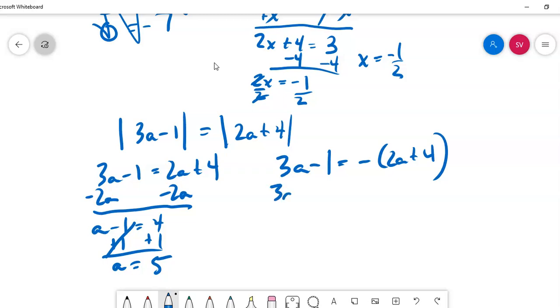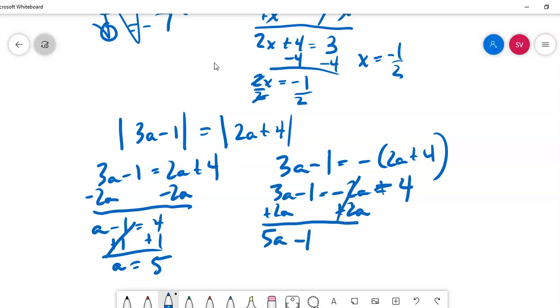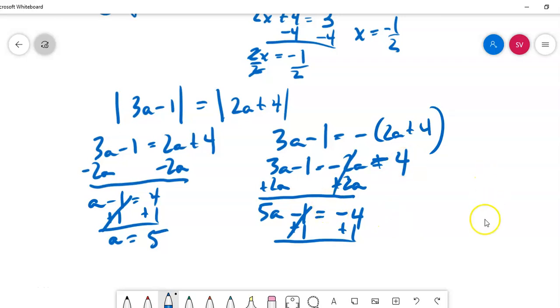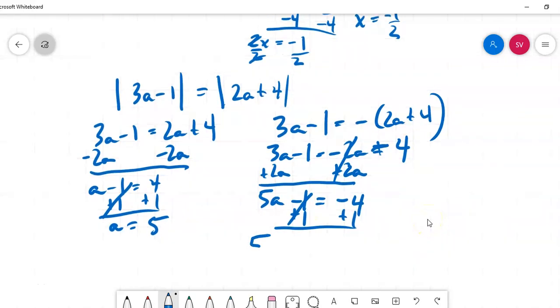Now here, 3a minus 1 equals minus 2a minus 4. I'm going to add 2a on the left and right side. 2a's cancel. I get 5a minus 1 is equal to minus 4. I'm going to add 1. So I get 5a equals minus 3. I'll divide by 5 on the left and right side. A is equal to minus 3/5.